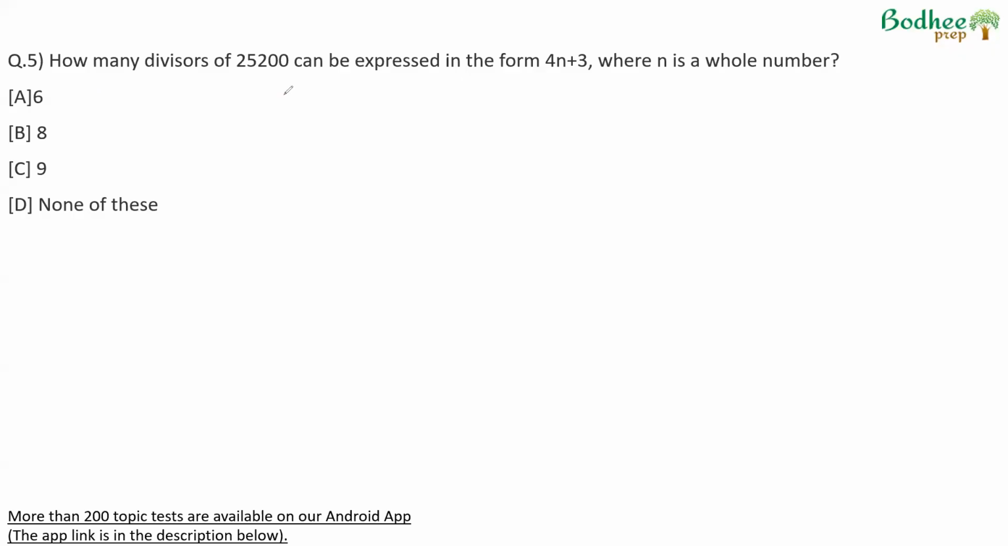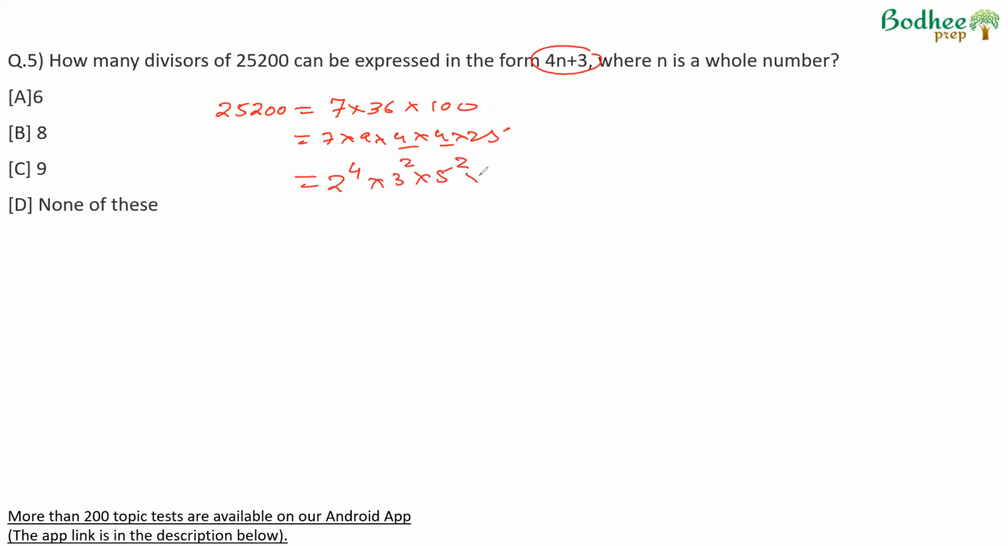How many divisors of 25200 can be expressed in the form of 4n plus 3? So let us look at 25200. Factorize this first. So 252 into 100. 252 is 7 into 36, since 7 sixes are 42, no, 7 nines are 63, 252 is 7 into 36. So this becomes 7 into 9 into 4 into 4 into 25. So this is 2 raised to power 4 into 3 squared into 5 squared into 7.